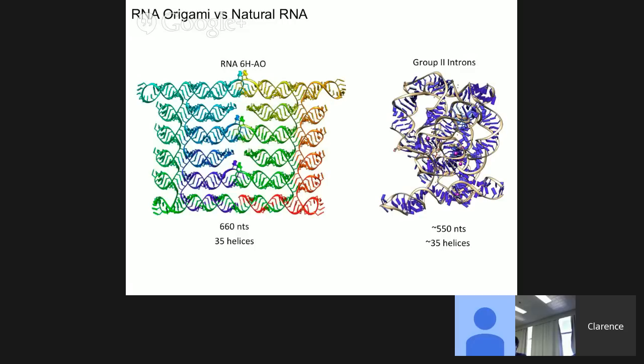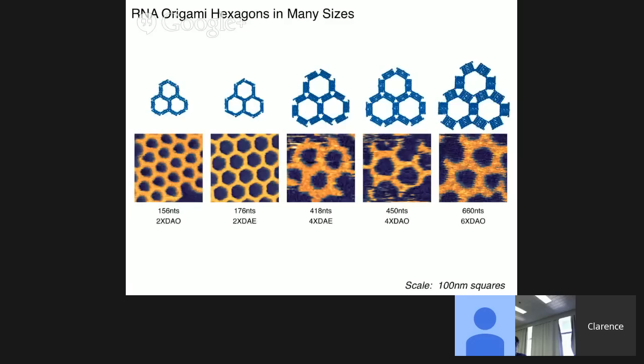So the challenge is, can we make something that scales out of a single strand? I think that's actually a lot harder. But to summarize, here's the scale that we worked with, starting at 156 nucleotides going up to about 660.